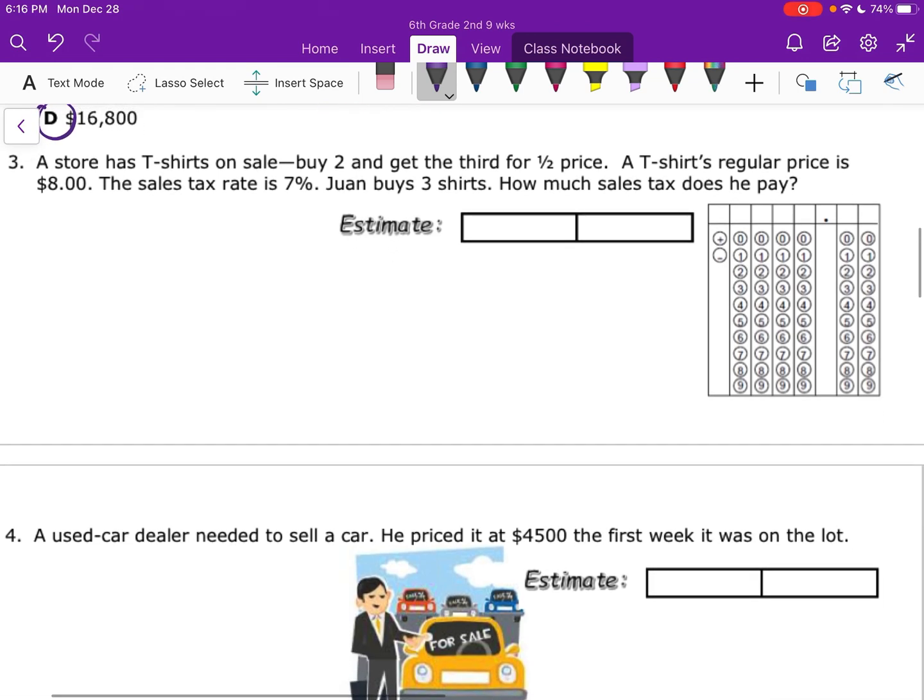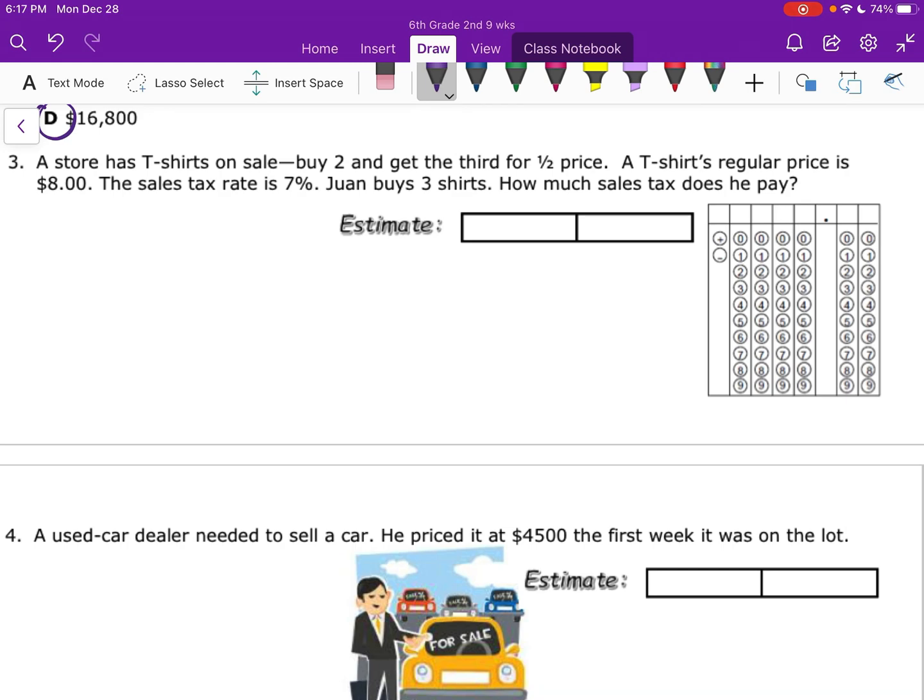All right, number 3. A store has t-shirts on sale. Buy 2, get the third half price. A t-shirt's regular price is $8. The sales tax rate is 7%. Juan buys 3 shirts. How much sales tax does he pay? All right, well, before we figure out the sales tax that he's going to pay, we have to figure out, okay, how much did he spend on the shirts?